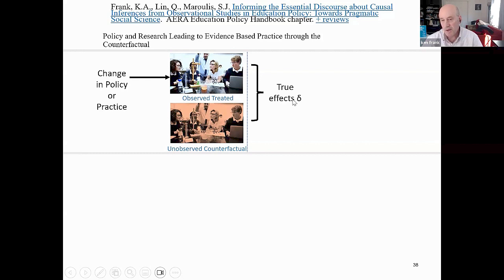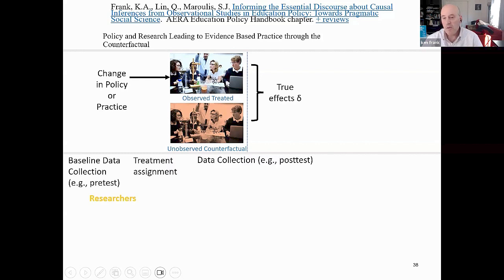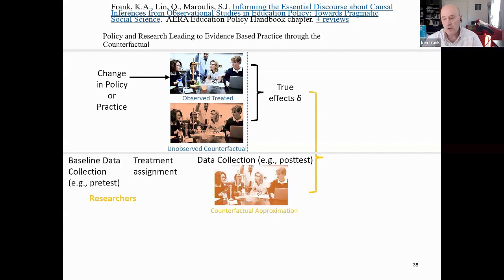Those are the true effects. This is the experience of people. And below the line are researchers. Maybe we were smart and collected baseline data and looked at a treatment assignment and then got some sort of post-test. And then we, the researchers, come up with a counterfactual approximation, because we don't really get to observe the counterfactual.